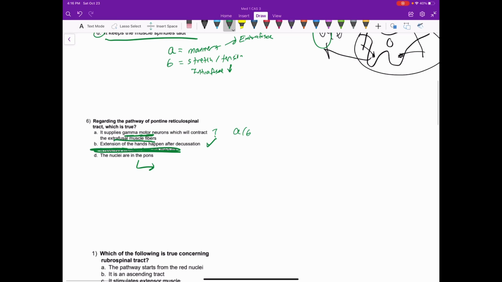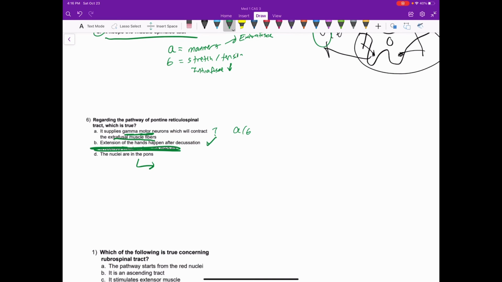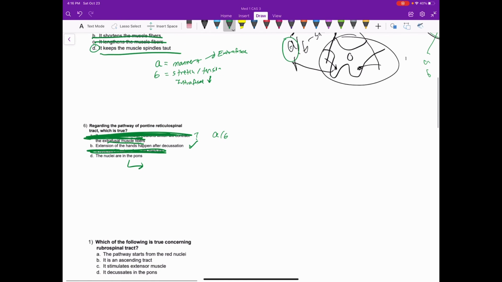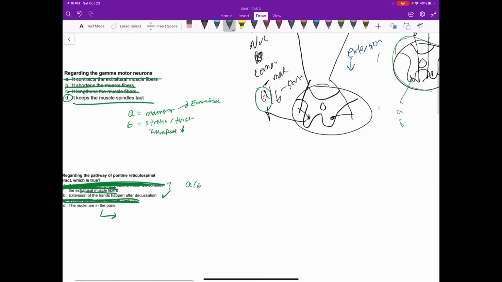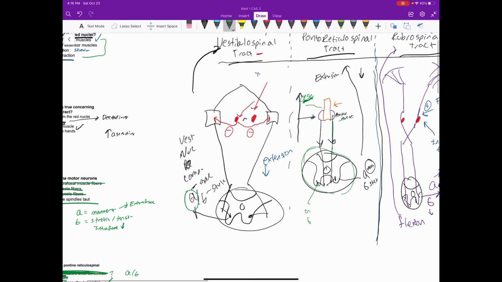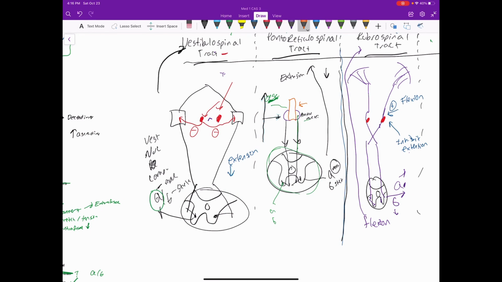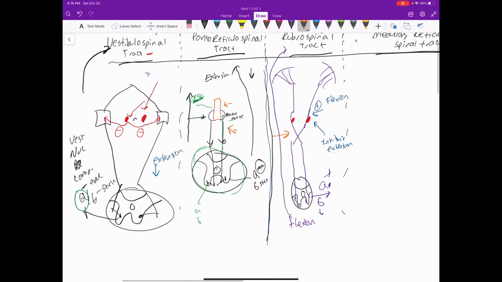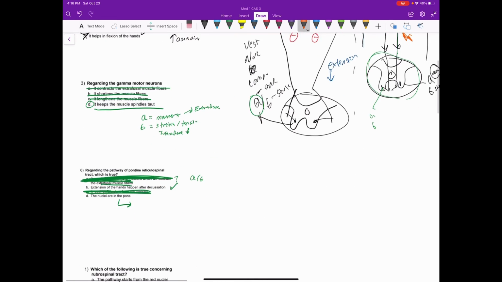What about the gamma motor neurons? Are they going to contract the extrafusal muscle fibers? No. They're going to extend them. Extend of the hands after decussation? No. Where does decussation occur? What is decussation? Well, decussation is a crossover. Do we have any crossovers in this tract? No. We have a crossover in the rubrospinal tract, but we don't have contralateral crossovers in the ponto reticulospinal tract. So no, that is not correct. So that is wrong.